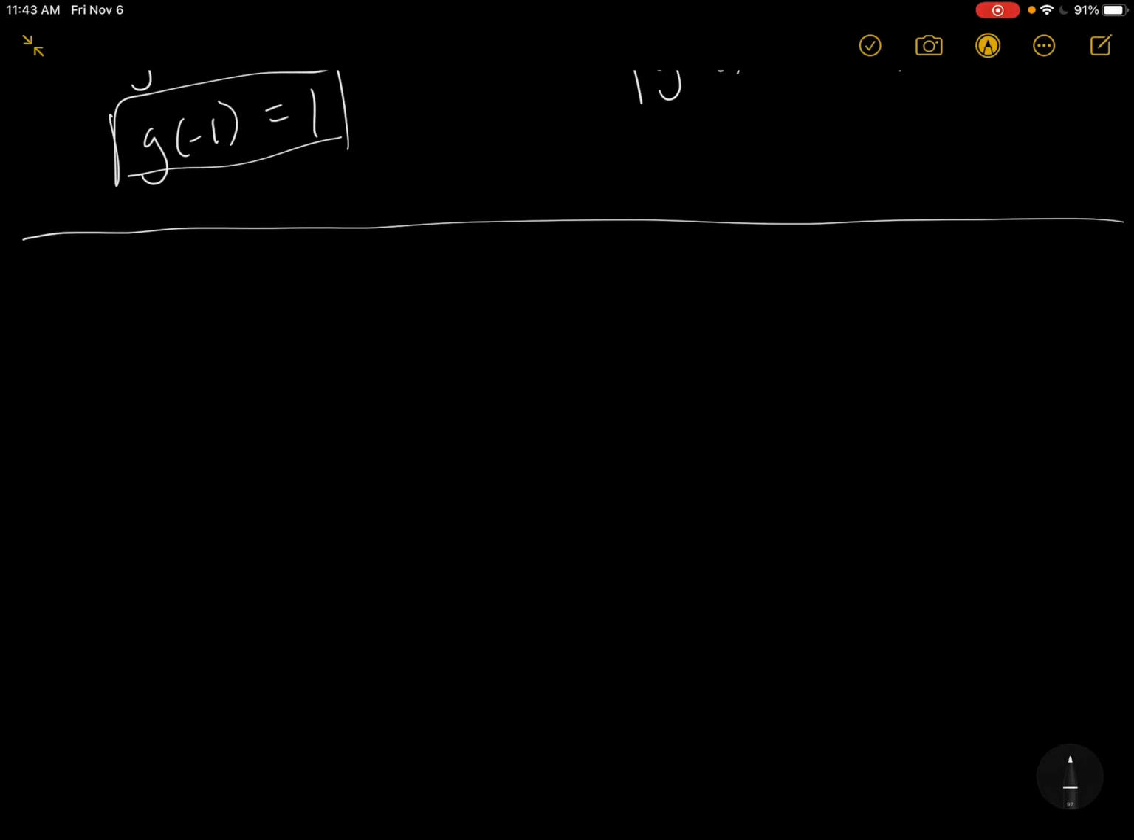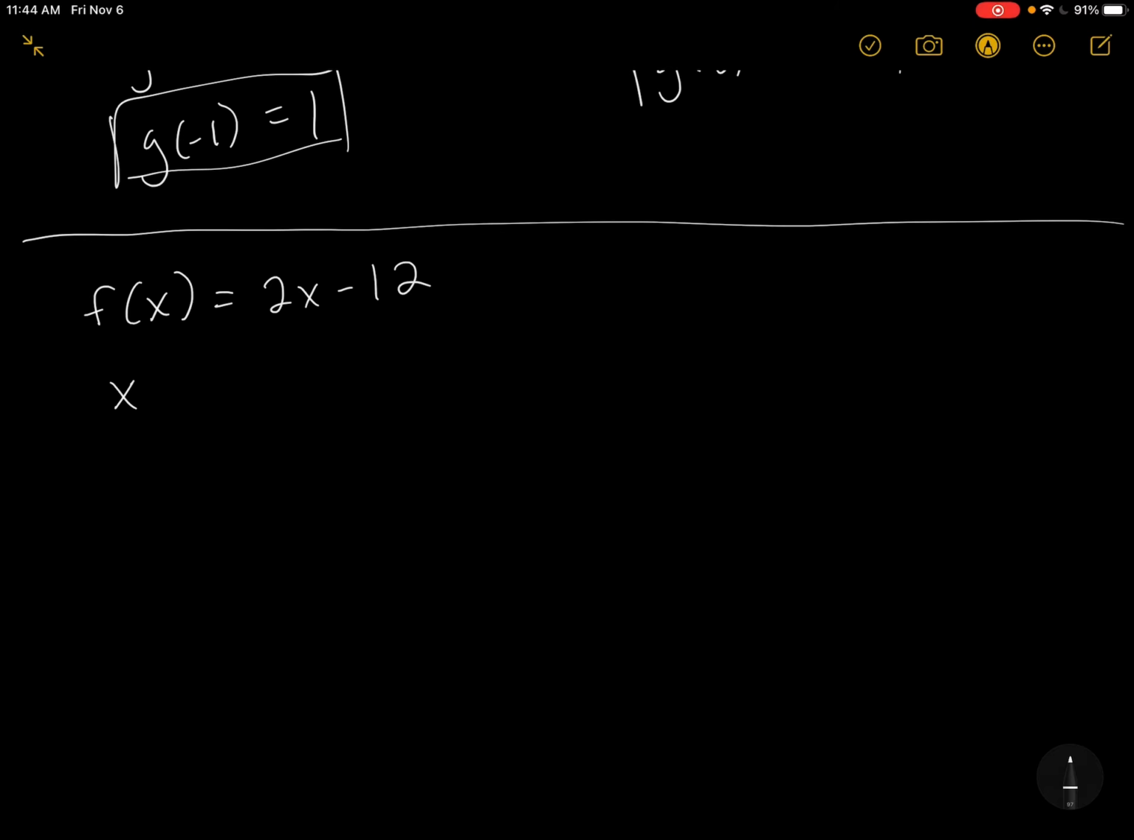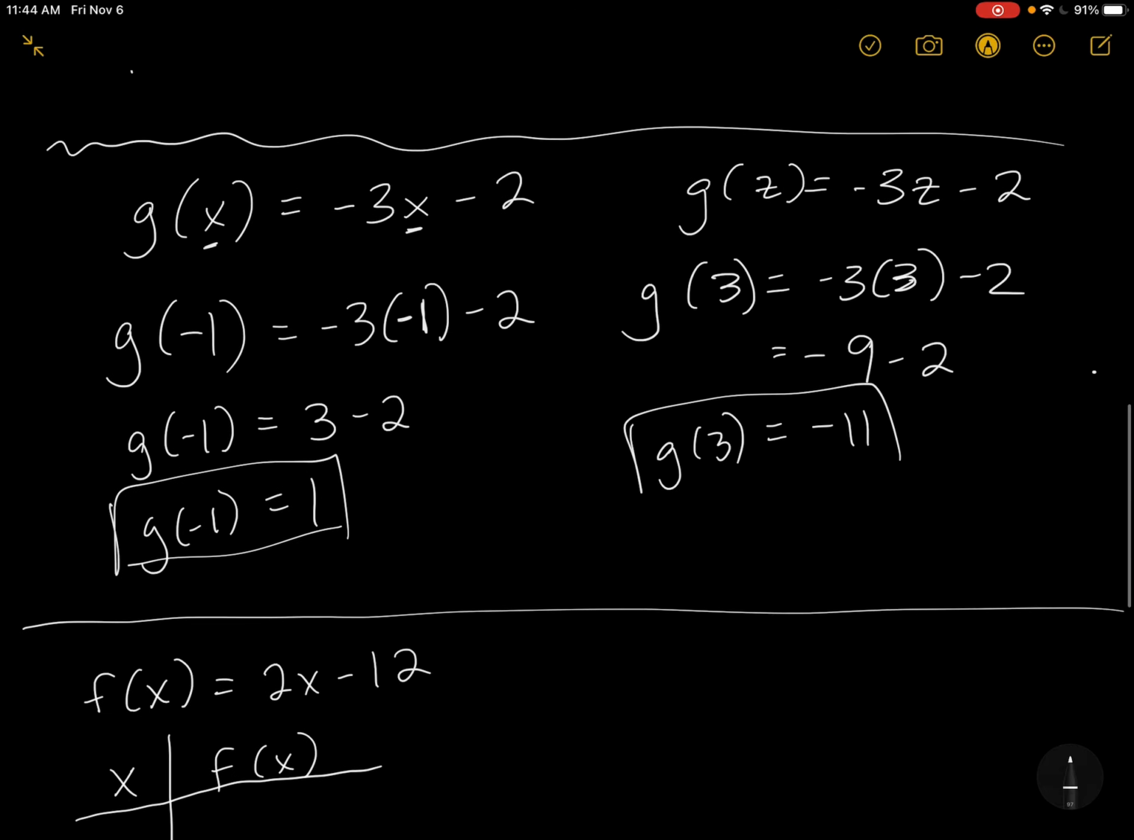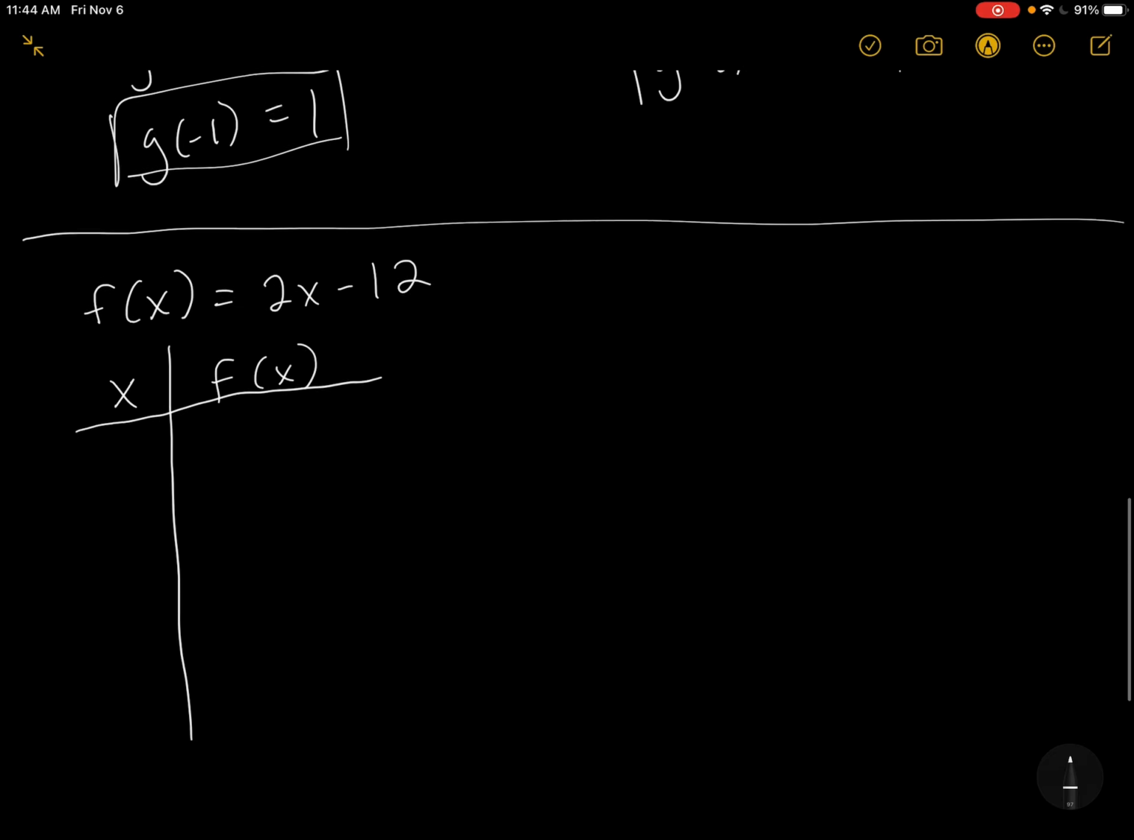Okay, so moving on, you might see it written as a table. So maybe we'll have the function f of x is equal to 2x minus 12. Right, and then you might see a table like this. And you actually did this again in the second week, because essentially that's what we were doing up here in the previous video, where I'm just plugging in for different values, right?